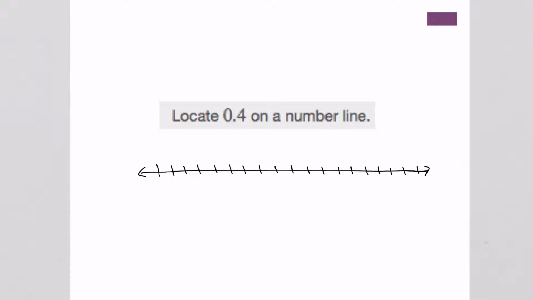Okay, as far as number lines go, it says to locate 0.4 on the number line. Well, it just depends on how your number line is numbered. So it's pretty easy to do if you start at 0 and you number these by tenths. 0.1, 0.2, 0.3, 0.4, 0.5, and so on.